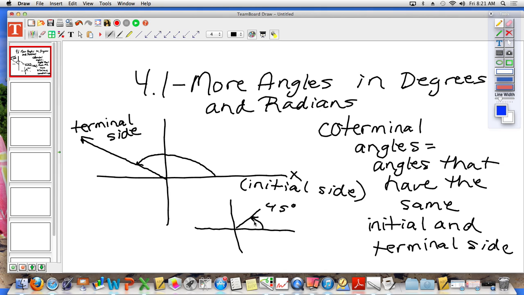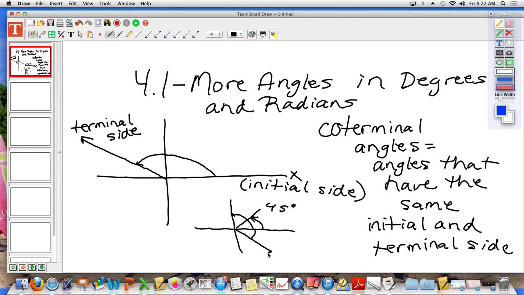It has to have the same initial side, and it has to have exactly the same terminal side. It has to start and stop at the same spot. If it's 90 degrees, I would start here along the x-axis, but then I would go up to here, and I wouldn't have the same terminal side. Negative 45 would put me down here. So then why isn't it 45? Okay, all right, let me just tell you.